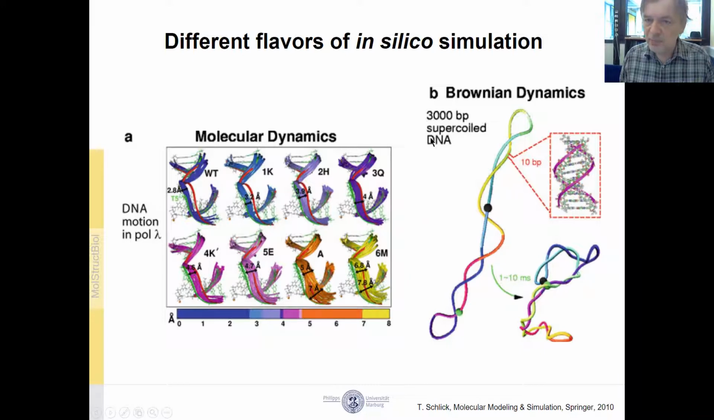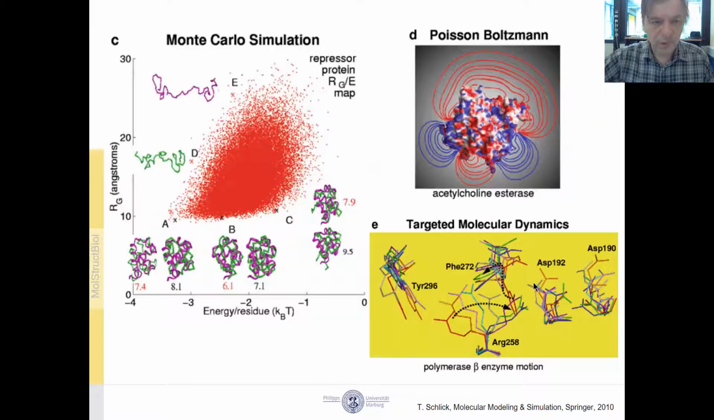Then Brownian dynamics, it's something more on the coarse-grain simulation. Here you simplify your system considerably. For example, here supercoiled DNA is more or less like a rope now, with some segments in between. You start to simulate to see how it's knotting up. You can simulate, of course, tens of milliseconds, maybe even seconds with this, in time, but using, of course, the computing power.